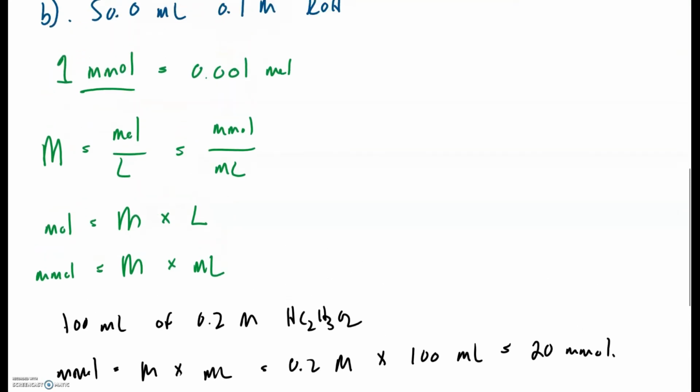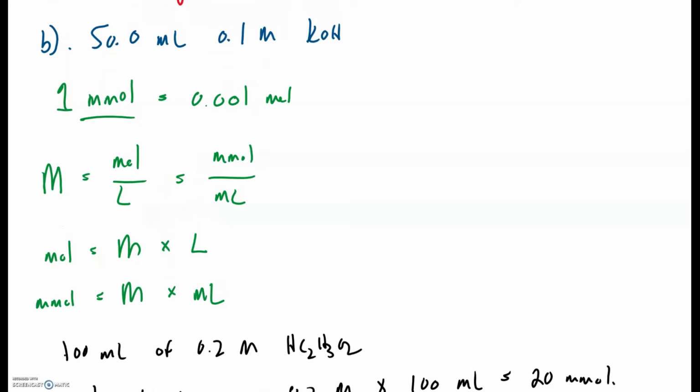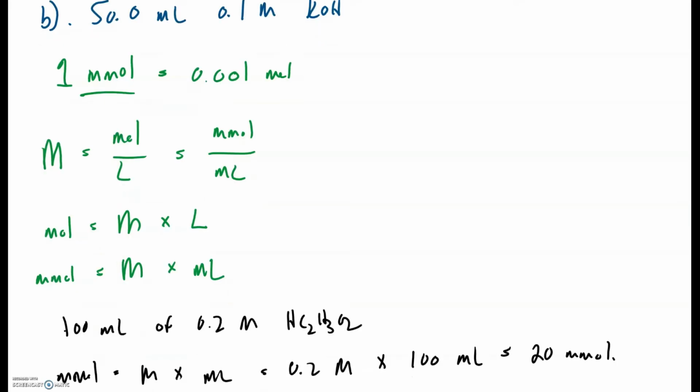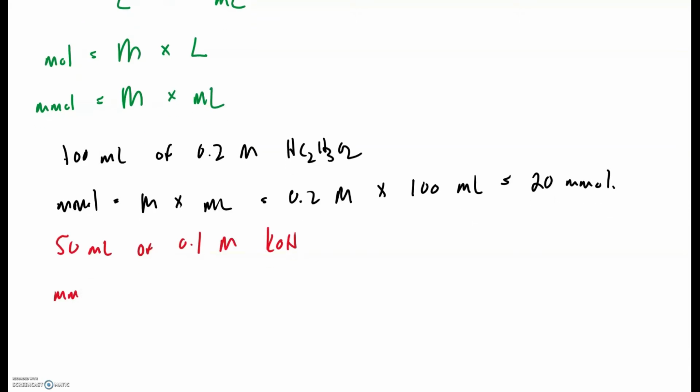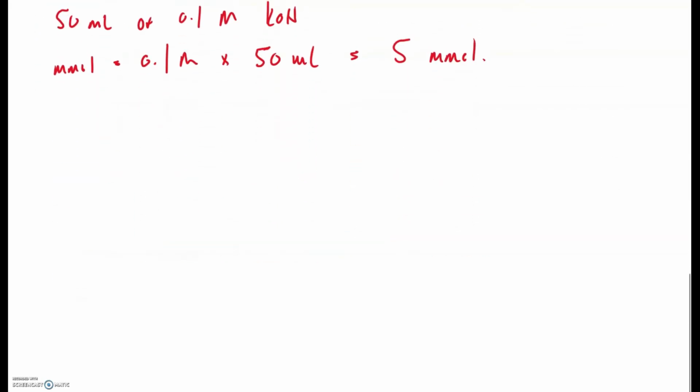Well, in part B, we're neutralizing with 50 mils of 0.1 molar potassium hydroxide. So, 50 milliliters of 0.1 molar potassium hydroxide. That means that millimoles is equal to molarity, 0.1 molar, times milliliters, 50 milliliters, equals 5 millimoles. Why are we bothering? Well, we're going to do what's called a before reaction and after reaction.